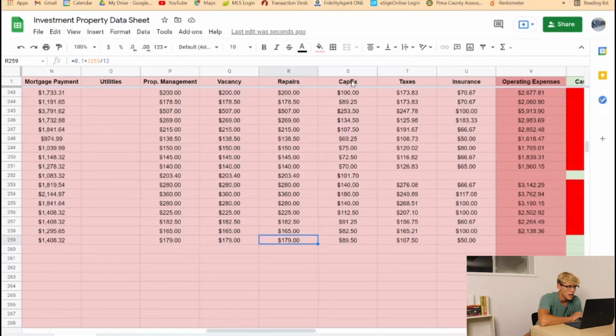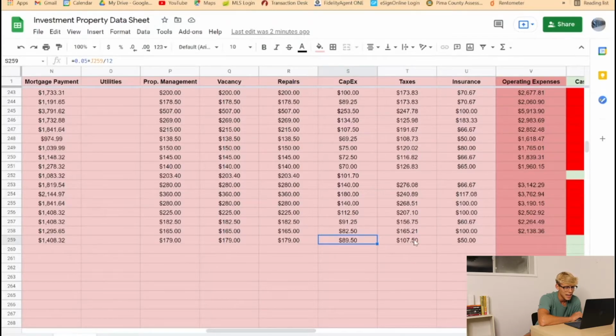And then we have our CapEx, which is just also a repair fund, but for bigger items such as a roof or new appliances. This is actually a fund designated for a longer period of time. So we do about 5% of the gross rent for this fund, which is half of the 179.